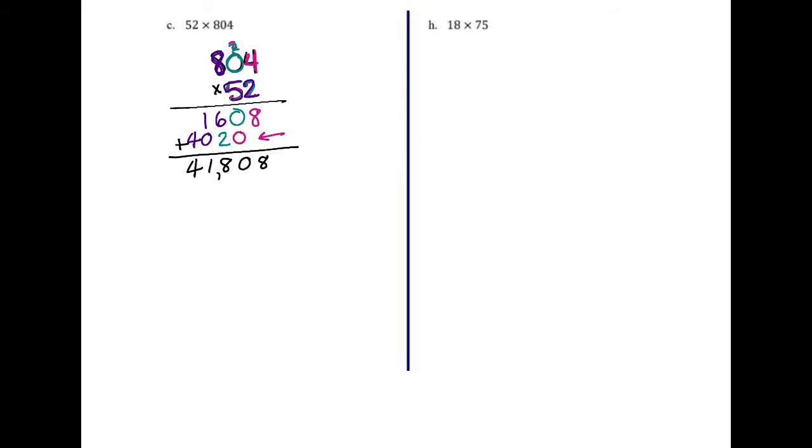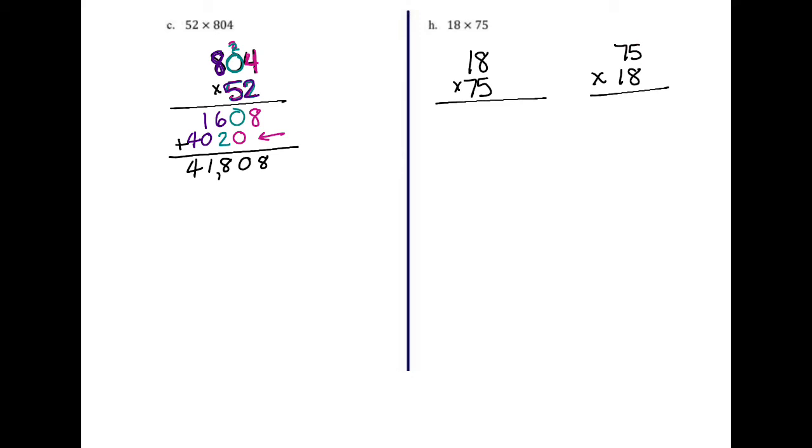Okay, let's do the next one. I can put the 18 on the top and the 75 on the bottom, or because of the commutative property, I can put the 75 on top and the 18 on the bottom. So the question you need to ask yourself is, do you want to multiply by 5 twice and then 7 twice, or 8 twice and 1 twice? Multiplying by 1 is really easy, so I'm going to choose this one.